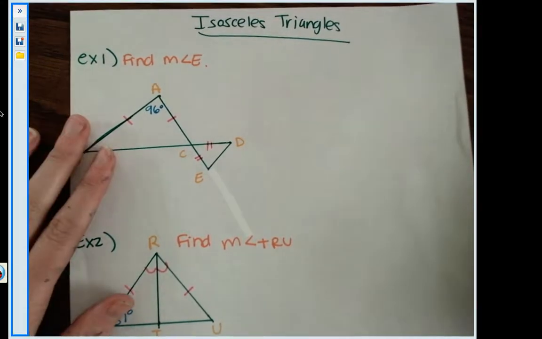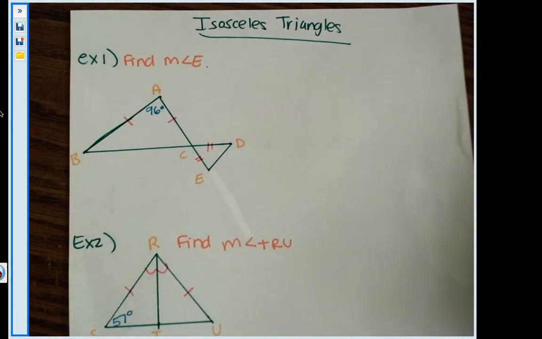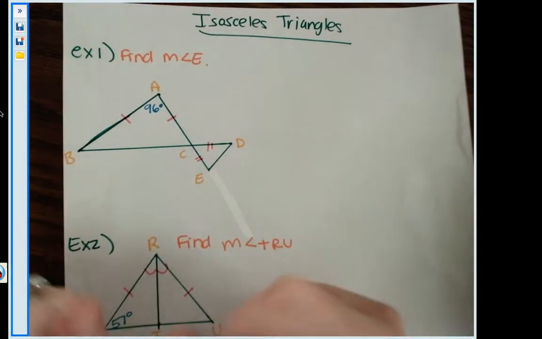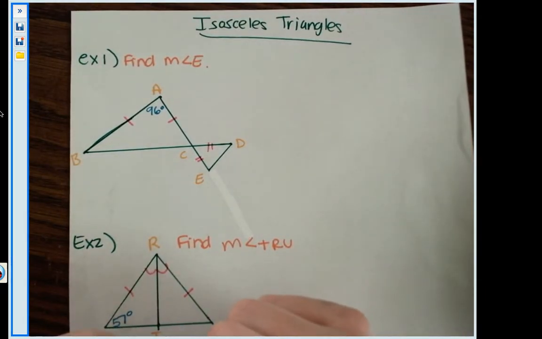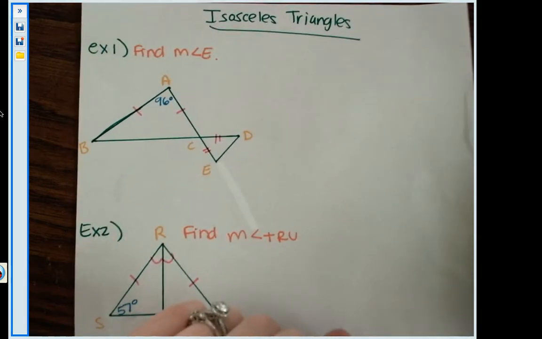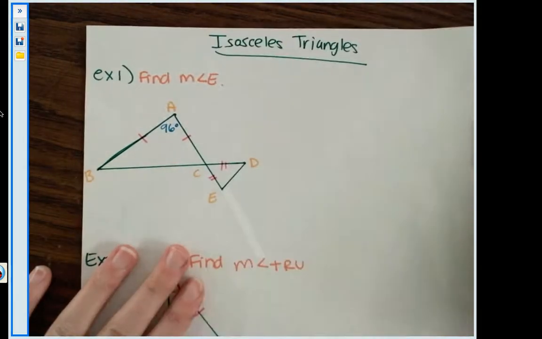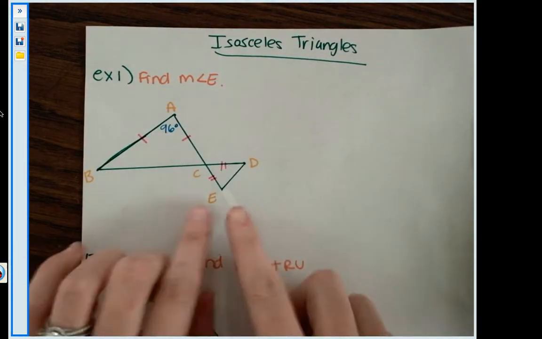Hi everyone. We are going to be solving using our properties of isosceles triangles that you just watched on the Prezi video, which the main thing we learned about was in an isosceles triangle, the base angles are congruent. So those are the angles that are across from your congruent sides. So we're going to be using that theorem to help us solve for, in the first triangle, the measure of angle E.